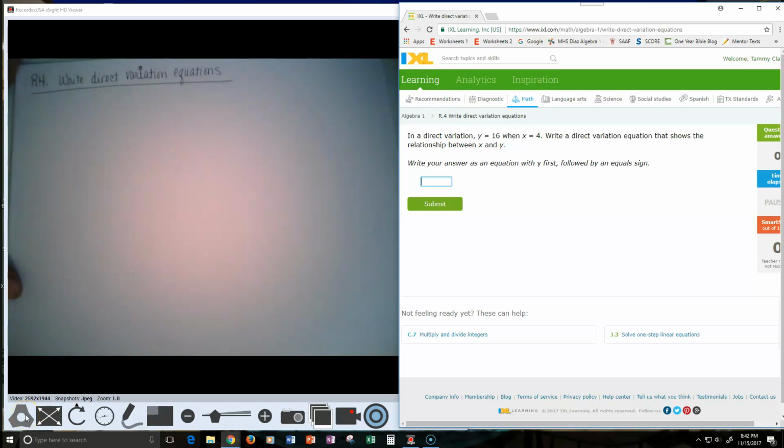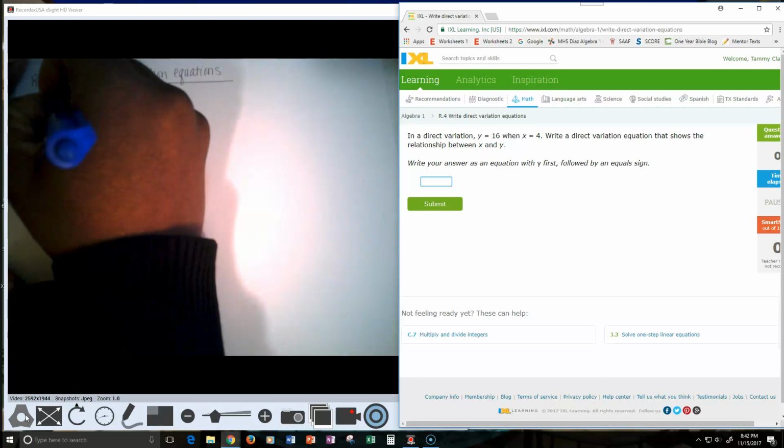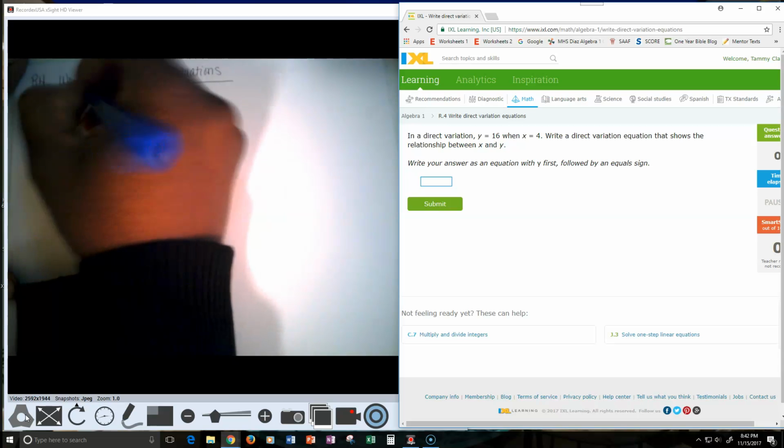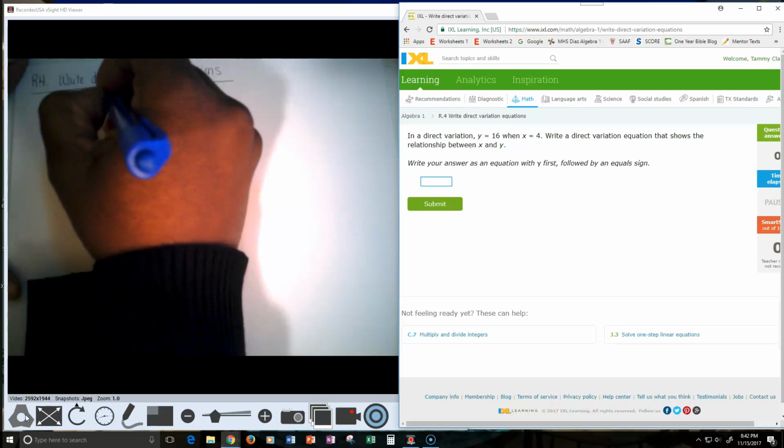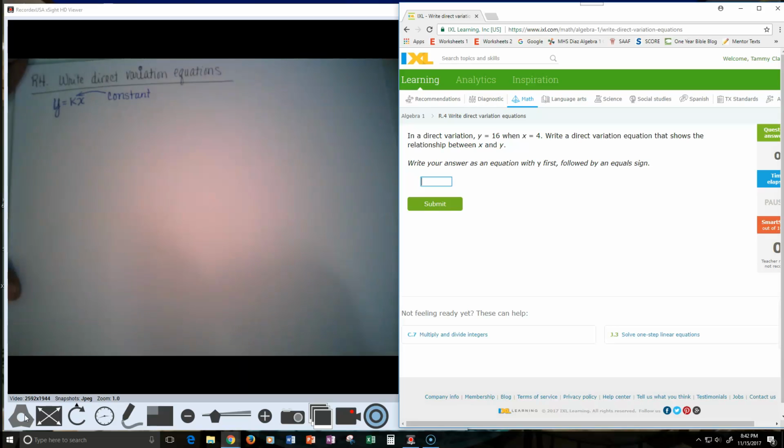Alright, let's go ahead and take a look at R4, which is where we're going to write direct variation equations. So if you will recall from R2, direct variation is written as y equals k multiplied by x, where k is the constant. So in our first question or statement, in a direct variation, y is equal to 16 when x is equal to 4. Write a direct variation equation that shows the relationship between x and y.